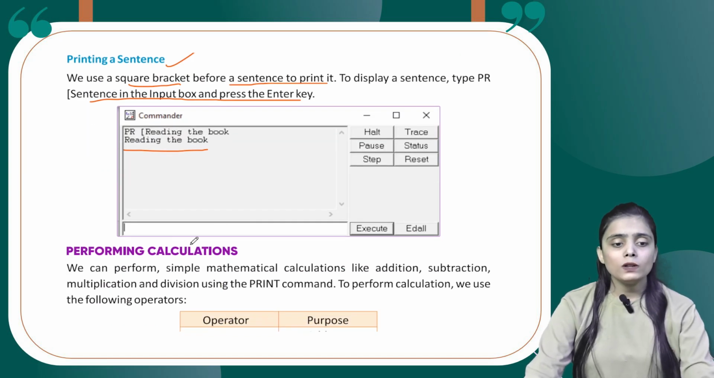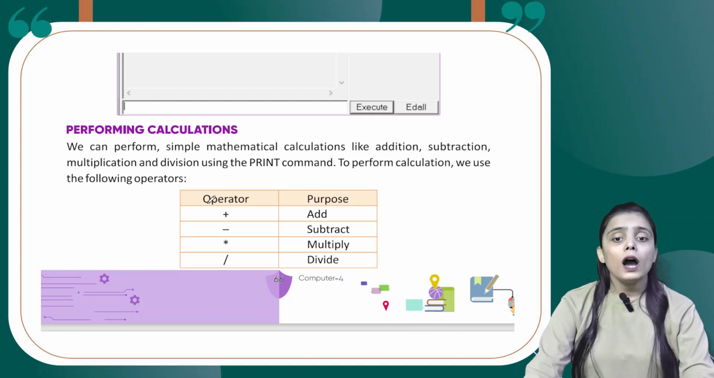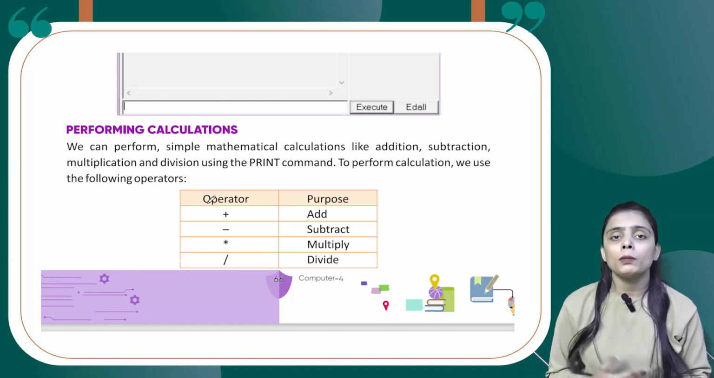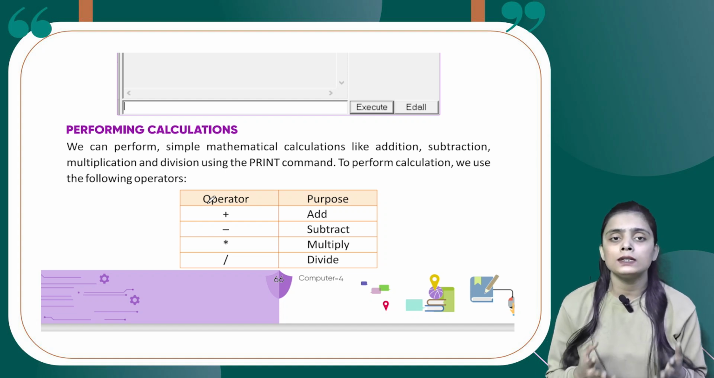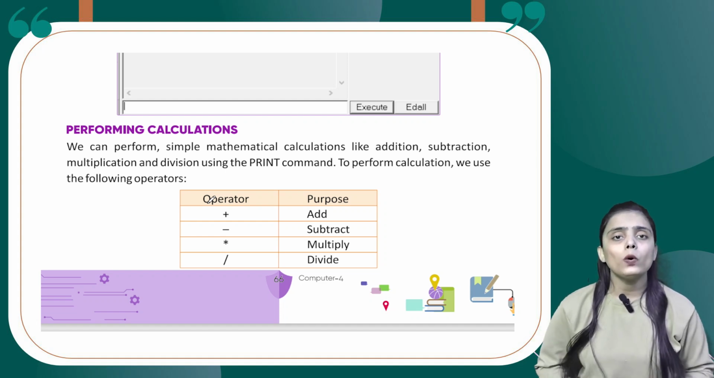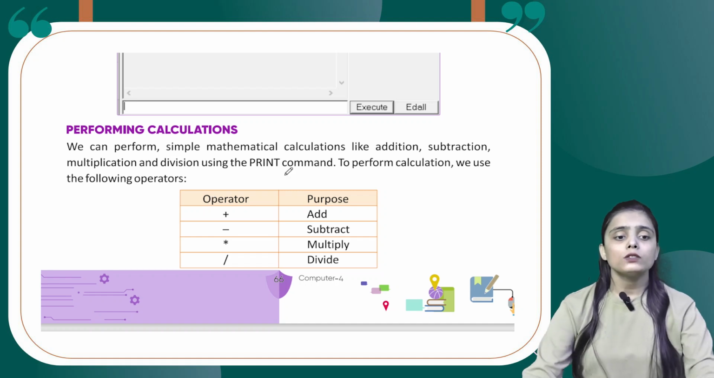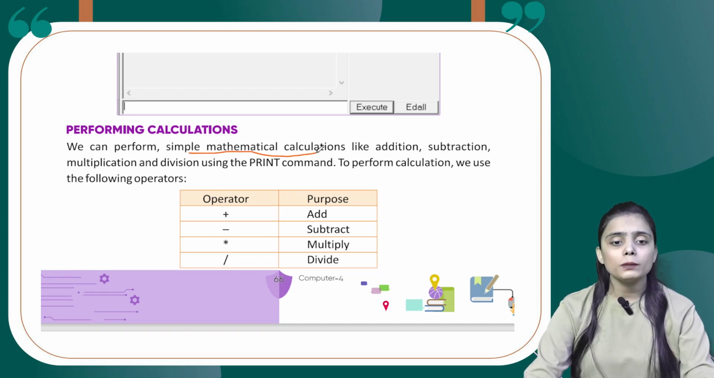ओके, नाउ लेट्स सी परफॉर्मिंग कैलकुलेशंस. अब आप कैलकुलेशंस करना चाहते हो, सपोज आपने प्रिंट करना सीख लिया कि नंबर कैसे प्रिंट करते हैं, लेटर कैसे प्रिंट करते हैं, वर्ड कैसे प्रिंट करते हैं, सेंटेंस कैसे प्रिंट करते हैं, and now you want to perform calculations. Okay, so we can perform simple mathematical calculation like addition, subtraction, multiplication, division using print command. Okay, so let's do that.